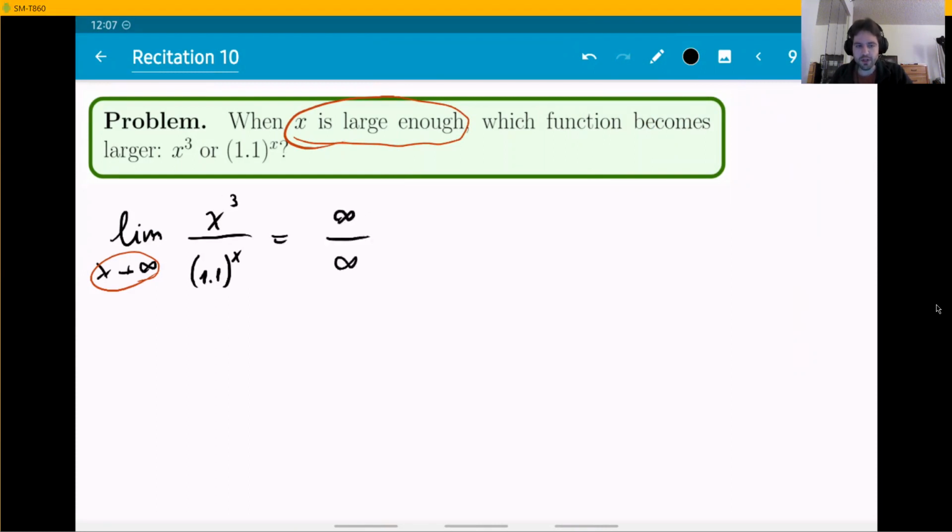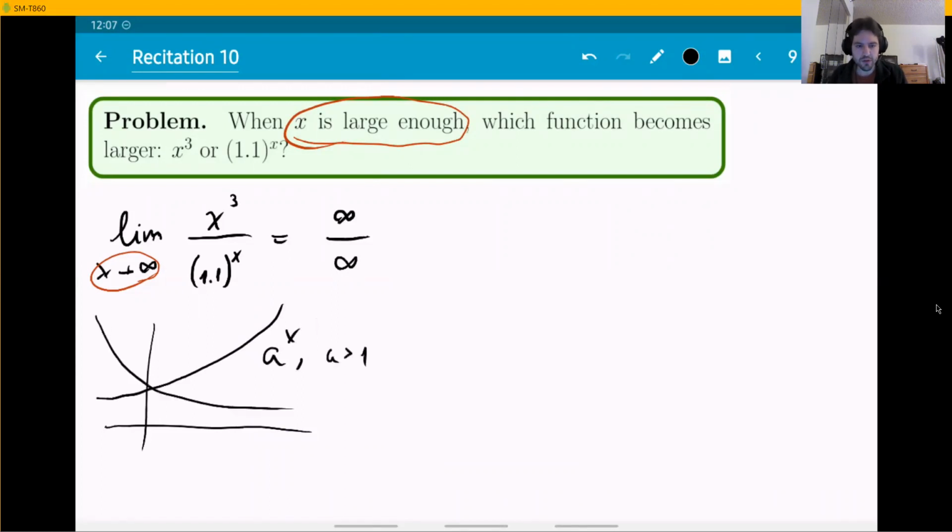X cubed goes to infinity, that's clear. 1.1 to the x also goes to infinity because 1.1 is larger than 1. An exponential function with the base larger than 1 always looks like this, like a to the x for a larger than 1. If a is smaller than 1, it would be the contrary. So this is one of the graphs that we should remember, and it justifies this infinity.